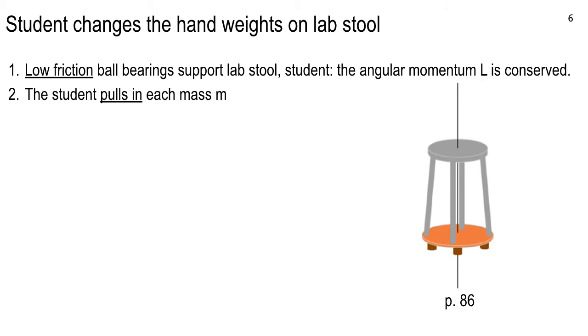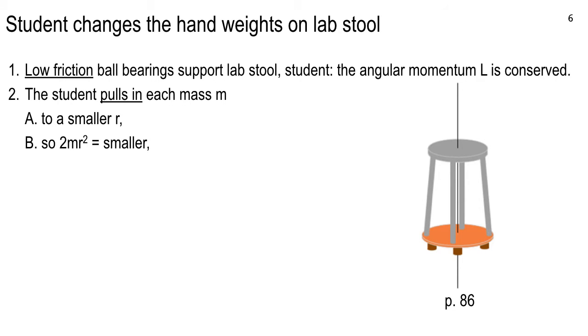Okay, so number 2. The student pulls each mass in, to a smaller R. Now, each of those hand weights is about 2-point-something kilograms. It's marked 5 pounds. Right? So you've got 2-point-something kilograms left and right. And when she started with them out here, and she brought them in chest high, she really started to spin up.